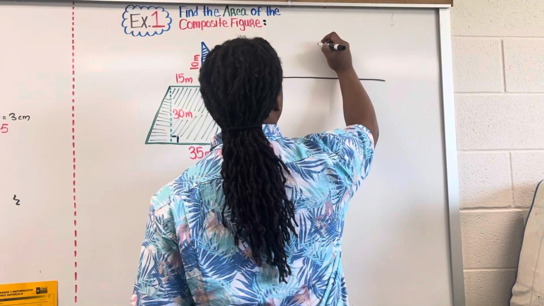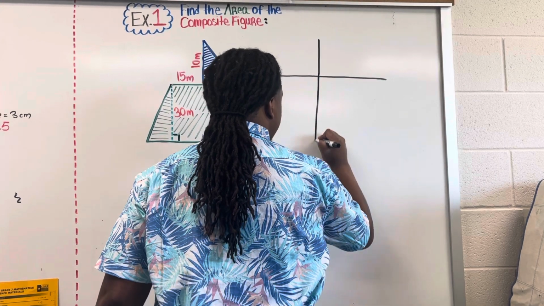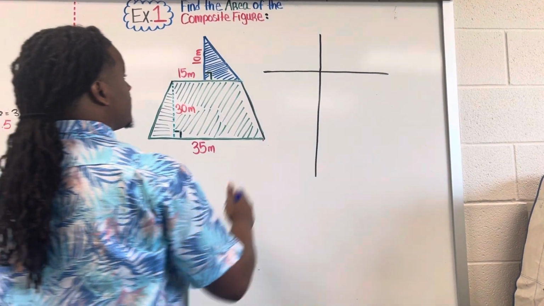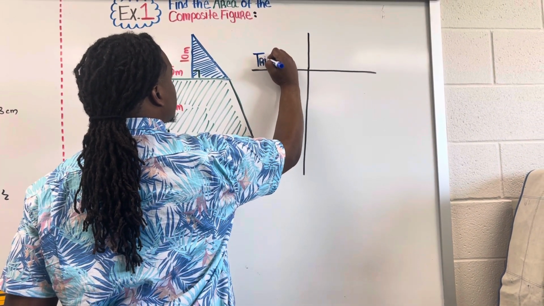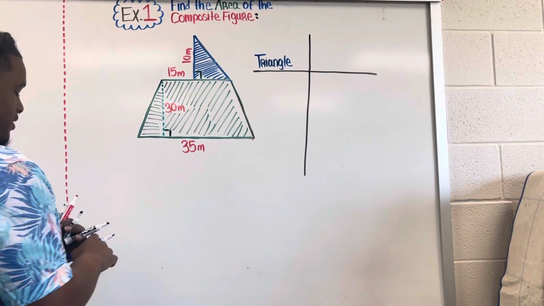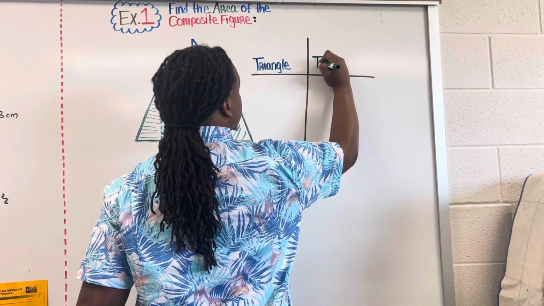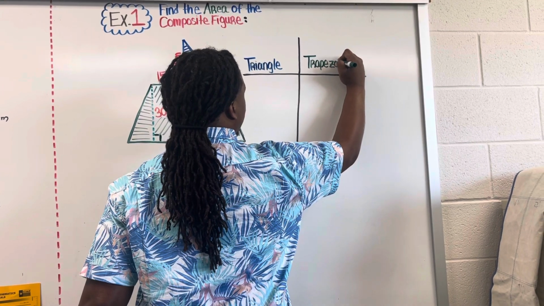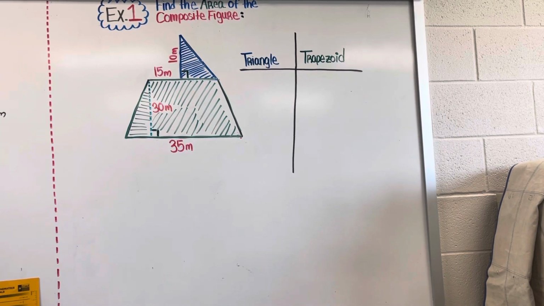So the first column, we're going to label as our triangle column. And the second column, we're going to label as our trapezoid column. So once again, the first column is our triangle column, and then the second column is our trapezoid column. So we have the triangle and then we have the trapezoid.